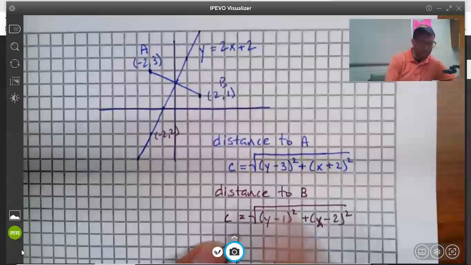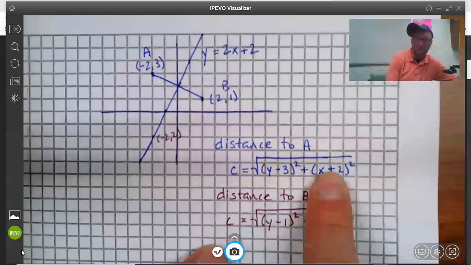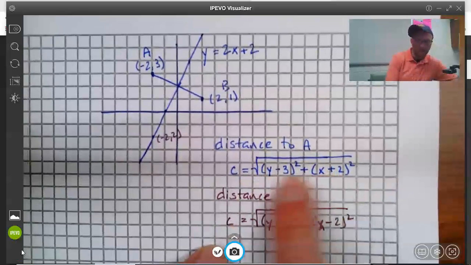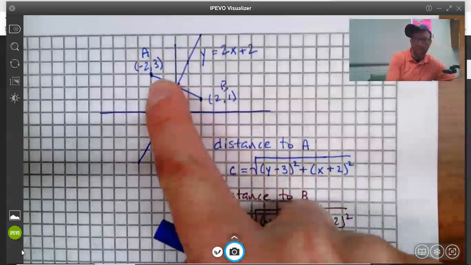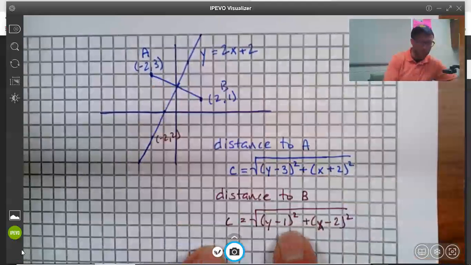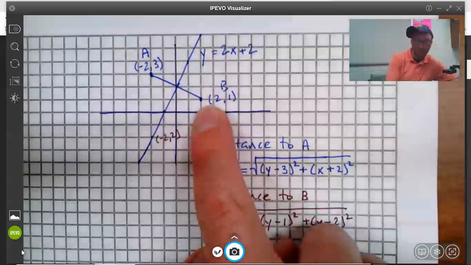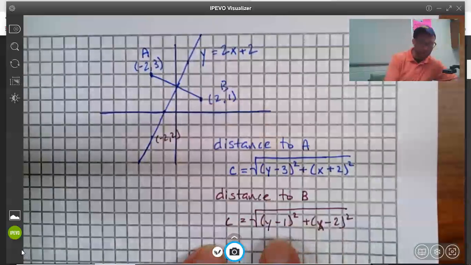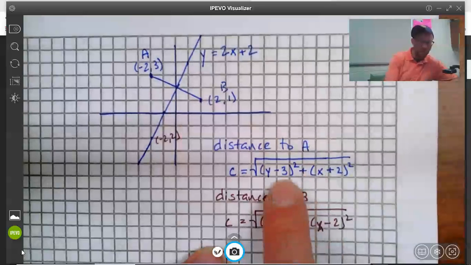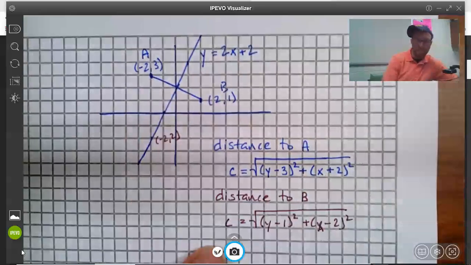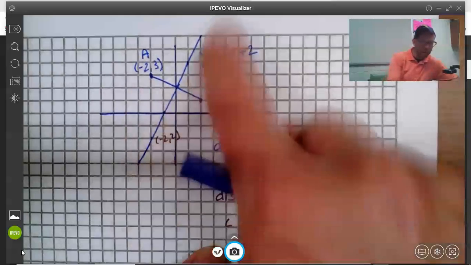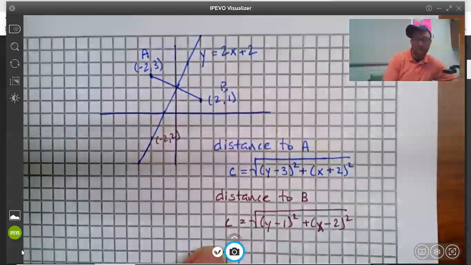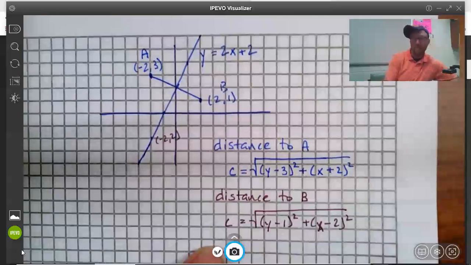We have two formulas. This formula right here will calculate the distance from any random point that has x and y coordinates to A with coordinates of -2, 3. And this formula right here will calculate the distance from any random point that has x, y coordinates to point B with coordinates 2, 1. So I can plug in coordinates for a point, and this formula will spit out distance to B, and this one will spit out distance to A. And we should be able to take a point on the perpendicular bisector and plug it into both formulas and get the same answer. So let's see if that happens.